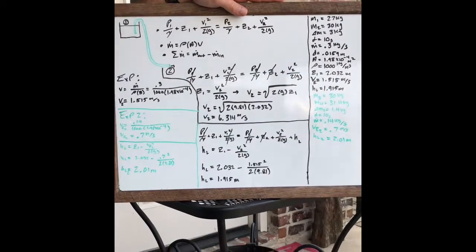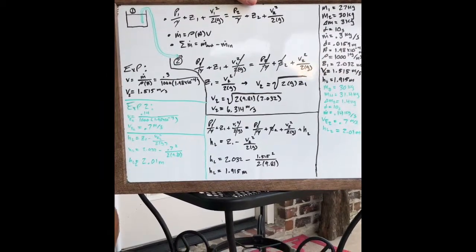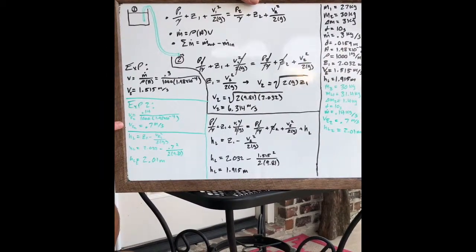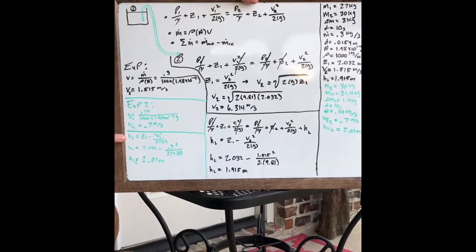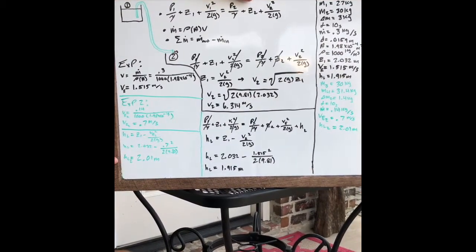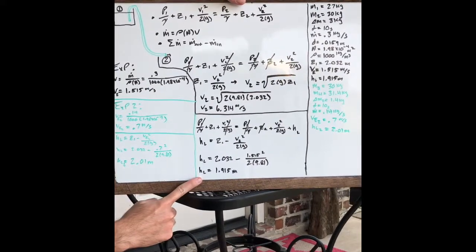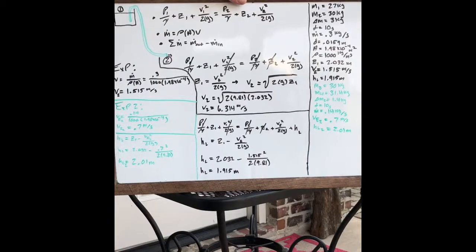We'll continue. All right. So our velocity came out to be 0.7 meters per second whenever we plugged it into the equation. Then, whenever we found head loss the second time, we found that our head loss was 2.01 meters, which is larger than whenever we used the shorter hose at 1.915 meters.